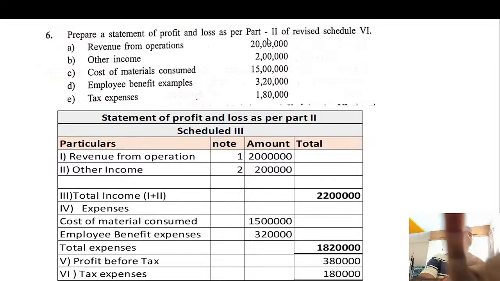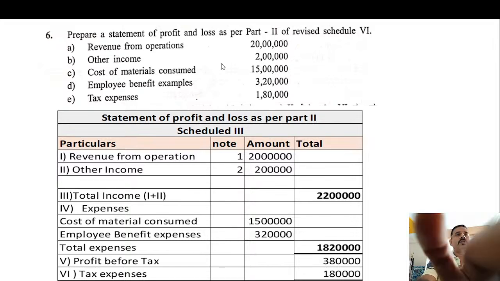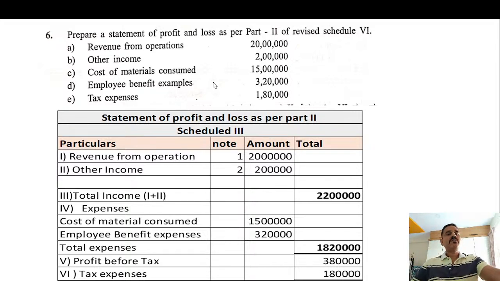So prepare a statement of profit and loss as per part 2 of revised Schedule 6. Revenue from operations is 20 lakhs, other income is 2 lakh, cost of material consumed is 15 lakh, employee benefit expenses 3,20,000, then tax expenses 1,80,000. Very simple. Statement of profit and loss as per part 2, Schedule 3. I changed it here. It is not Schedule 6, it is Schedule 3.